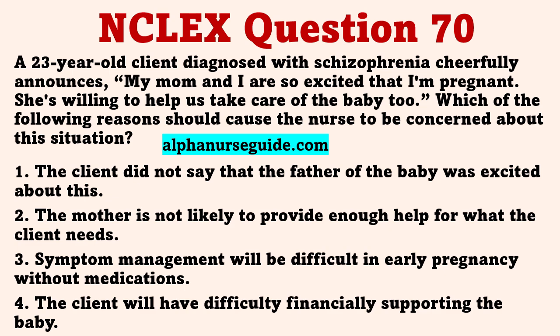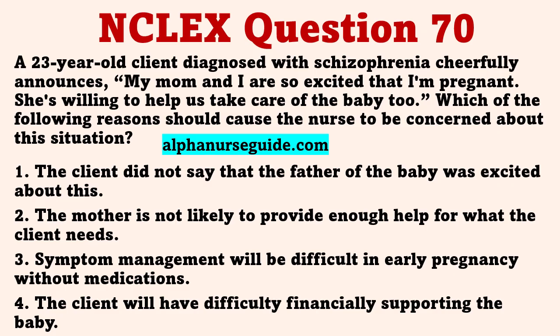A 23-year-old client diagnosed with schizophrenia cheerfully announces, "My mom and I are so excited that I'm pregnant. She's willing to help us take care of the baby too." Which of the following reasons should cause the nurse to be concerned about the situation? 1. The client did not say that the father of the baby was excited about this. 2. The mother is not likely to provide enough help for what the client needs. 3. Symptom management will be difficult in early pregnancy without medications. 4. The client will have difficulty financially supporting the baby.